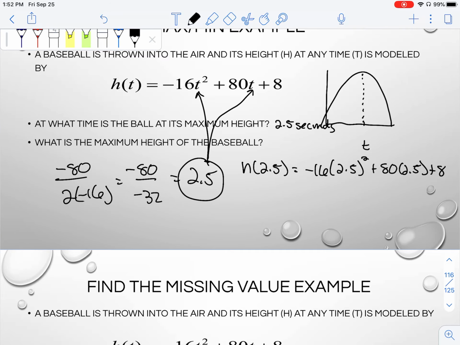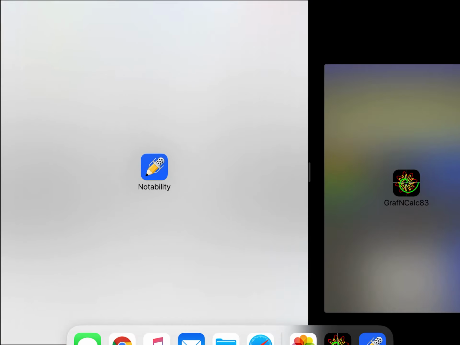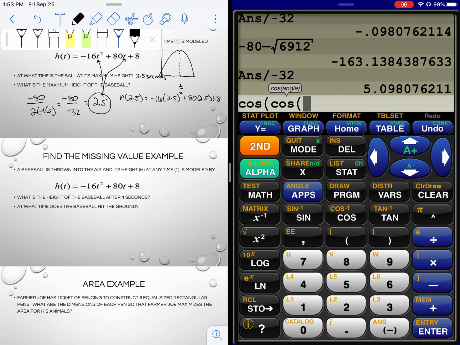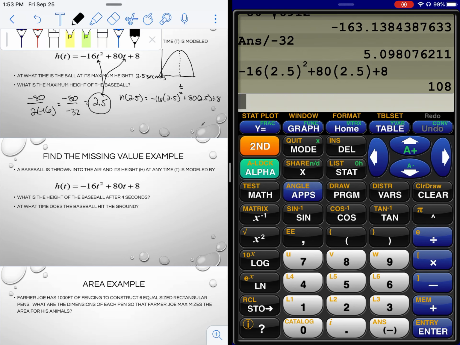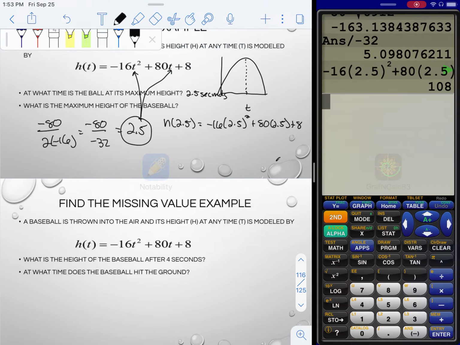All right, so you guys can type this in. You can type it in with me if you want. I'm going to be back and forth with the calculator here a little bit. Negative 16 times 2.5 squared plus 80 times 2.5 plus 8, and the ball is 108, and we'll say feet off the ground. That's pretty darn high, but I don't know what units of measurement are given in the question. So there we're just simply finding the vertex. One part of the vertex is the time, the other one is the height.